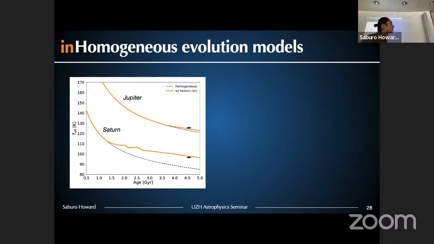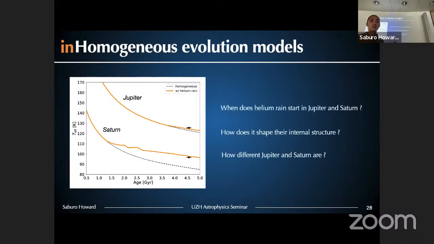And you can see that such evolution models that account for this process of helium rain can agree better with the measured luminosities of the planets. And so we'd like to know when helium rain starts in Jupiter and Saturn, how it can shape the internal structure of the planet, and if Jupiter and Saturn are rather similar or rather different. And to do so, what we need to do is to couple those evolution models with a phase diagram of hydrogen and helium, which will tell us when this helium rain will start.